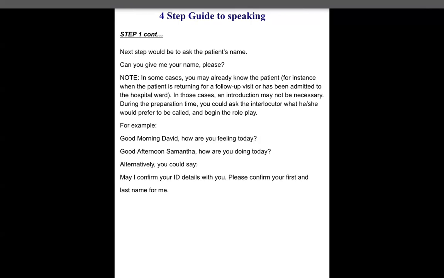Note, in some cases, you may already know the patient. For instance, when the patient is returning for a follow-up visit or has been admitted to the hospital ward, in those cases, an introduction may not be necessary. During the preparation time, you could ask the interlocutor what he or she would prefer to be called and begin the role play. For example, you can directly say their name. Like I said before, you say, good morning, David. How are you feeling today? And how are you doing today? Or you could say, may I confirm your details? Please confirm your first name and last name for me. You could say this if the setting is in a hospital. Okay, are you all with me still?